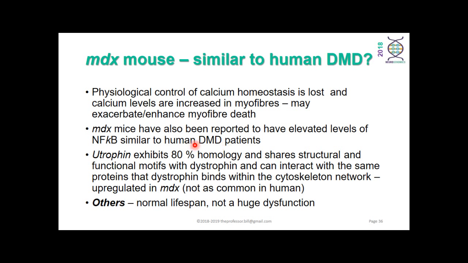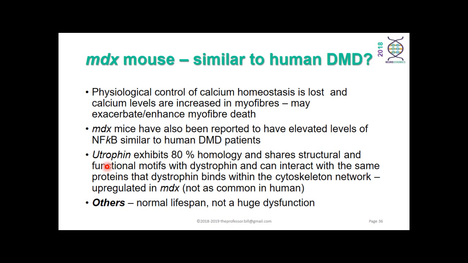The other thing to make note of, and I talked about this very briefly, is that there is another molecule that looks like dystrophin. This molecule is known as utrophin. And utrophin has about 80% homology and structural similarity with dystrophin. In fact, it has the actin binding domain. It has many of those rod coil domains that I showed you earlier.